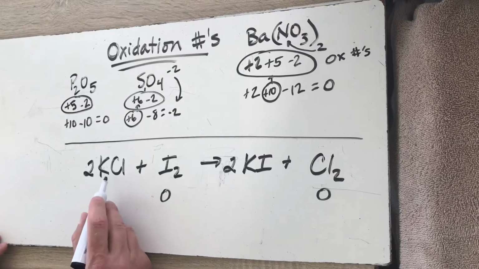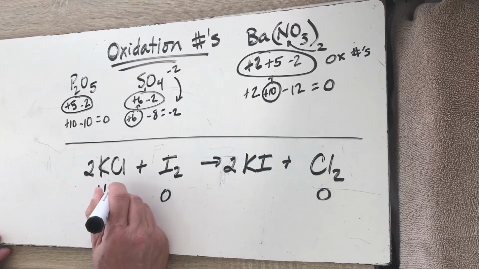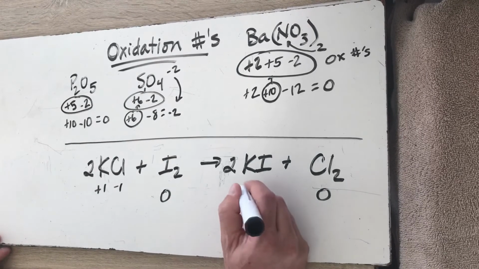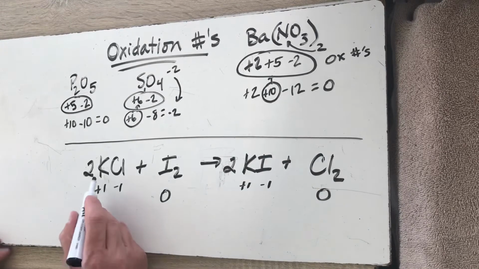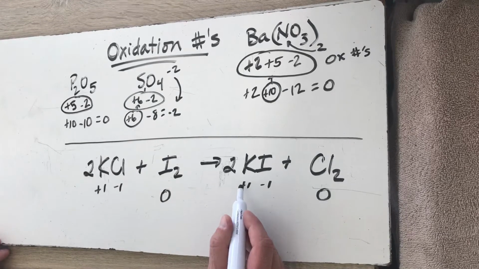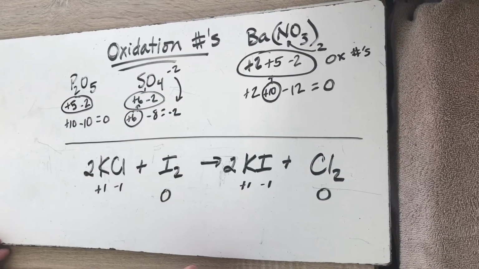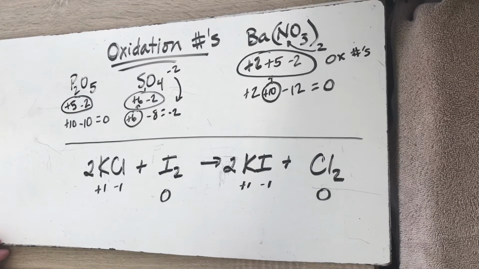Now I'm going to go through and label the oxidation number on each one of these individual atoms. Potassium's a +1, chlorine's a -1. Potassium's +1, iodine's a -1. What I notice is potassium doesn't do anything. It stays +1 and +1. I'm not going to really pay attention to it. We call that a spectator ion. It has a purpose, but it's not involved in the transfer of electrons during the chemical reaction.